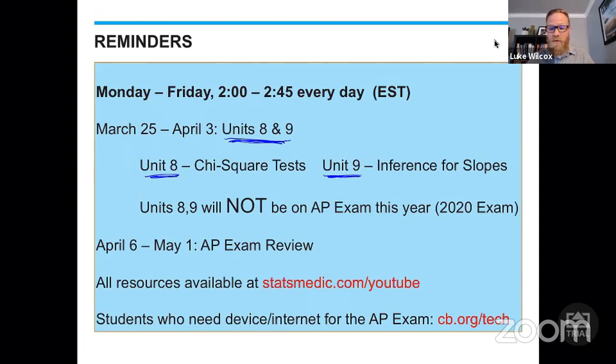The most important thing you need to know about Units 8 and 9 is that they will not be covered on this year's AP exam, the 2020 exam. Now, starting Monday, April 6th, we are going to be covering content that will, in fact, be assessed on the 2020 AP exam. So that starts our AP exam review. We will definitely talk more on Monday about the calendar. By the end of the day tomorrow, there'll actually be an official calendar that will get announced from College Board.